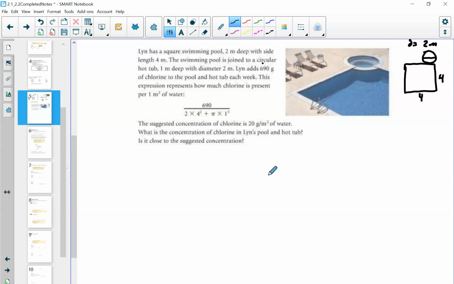Okay, so we've got 690 on the top end. We'll just evaluate this: 690 on the top end, can't do anything with that yet, divided by 2 times 4 to the power of 2, plus 3.14, because that's pi, plus 1 to the power of 3. There are no brackets in this equation, but you can always assume, if you've got a division statement like this, it's implied that there are brackets on the top and on the bottom. It's important to note that if there's addition, subtraction, anything in the denominator or in the numerator, you've got to assume that they're covered in brackets.